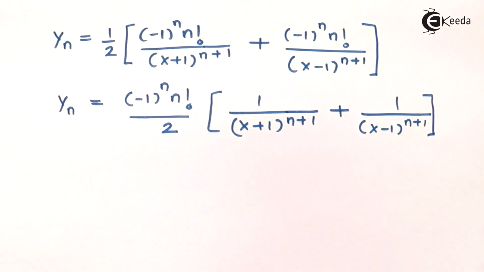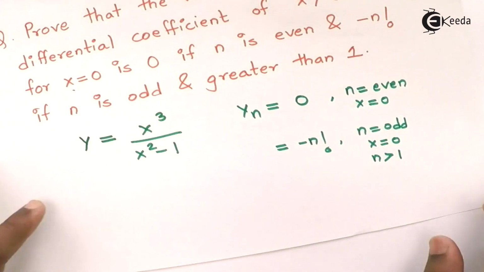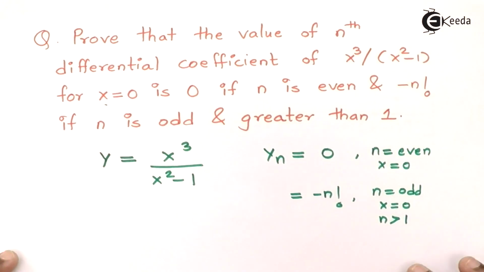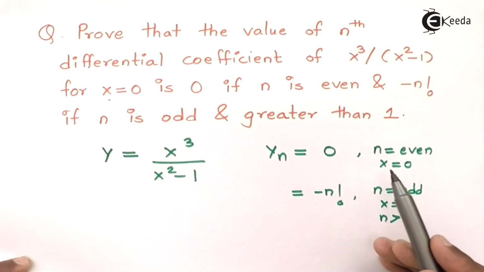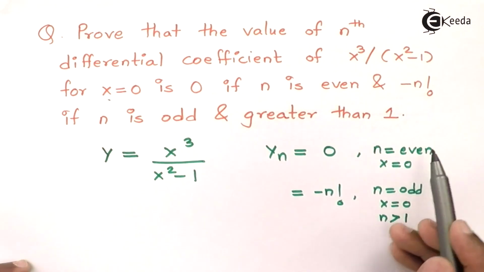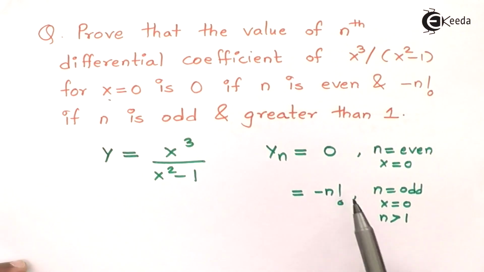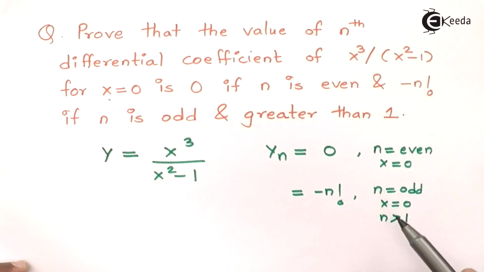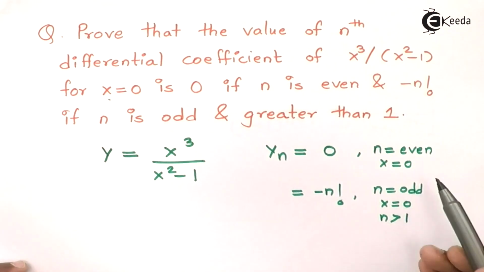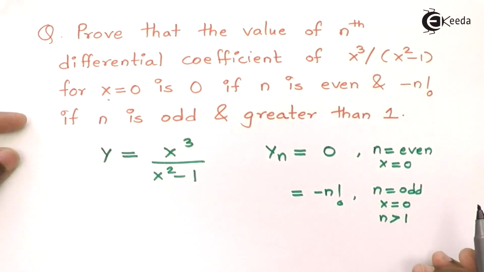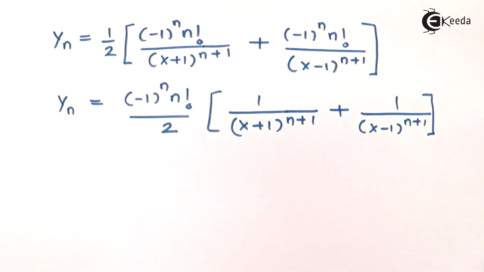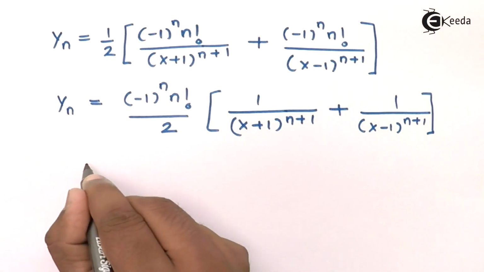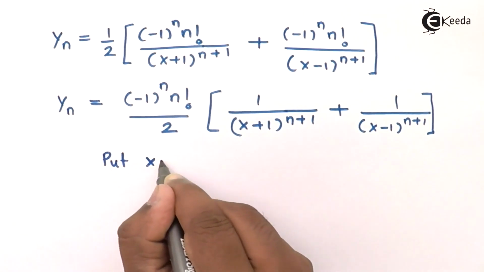Now guys, let's see the question again. So according to the question, we want value of yn as 0 if x is 0 and n is even, and we want value of yn as minus n factorial if x is 0 and n is odd and greater than 1. So if you observe both the conditions, then in both the condition we want x as 0. So guys, what I'll do is here, first of all I'll say let's put x equal to 0.